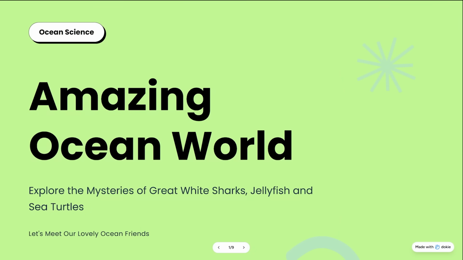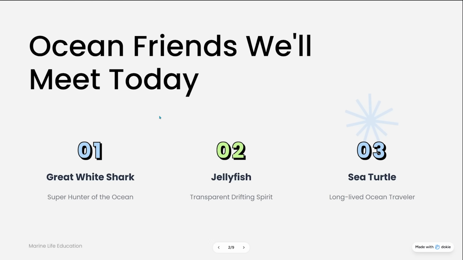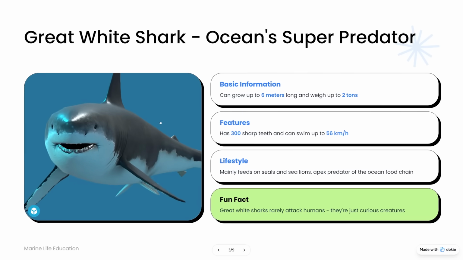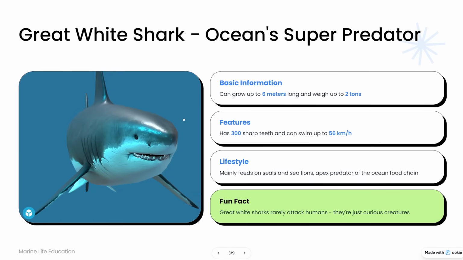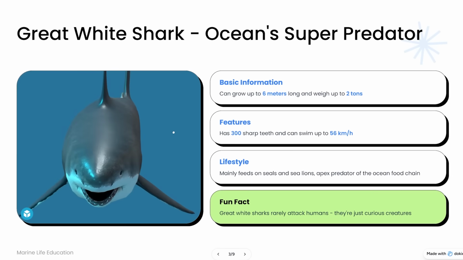All right, so here we go. This one is called Amazing Ocean World. So we're going to explore the mysteries of the great white sharks, jellyfish, and sea turtles. Let's go ahead and hit the next slide. So here are the friends that we're going to meet today. And in the next slide, we have a 3D model of a great white shark. So right away, you can see how Dokie brings visuals to life within their slides.